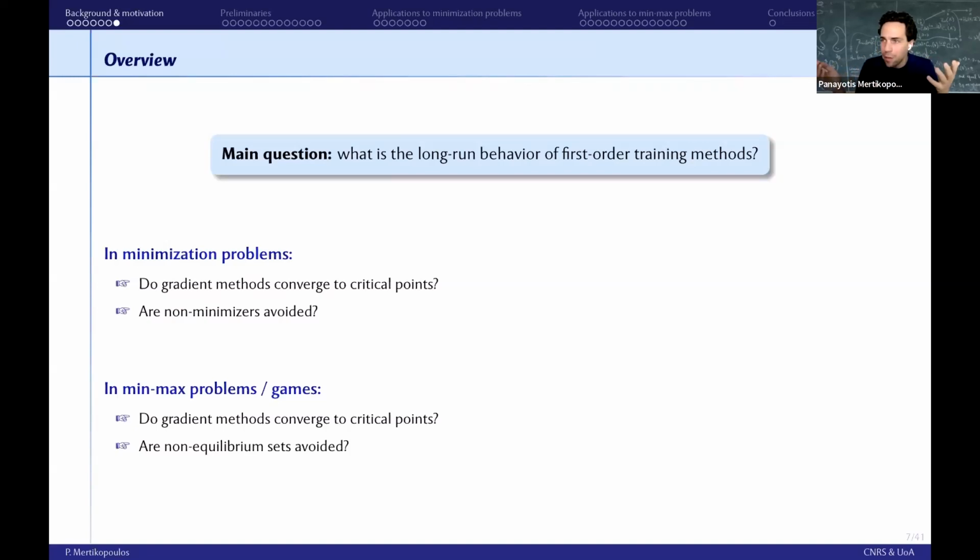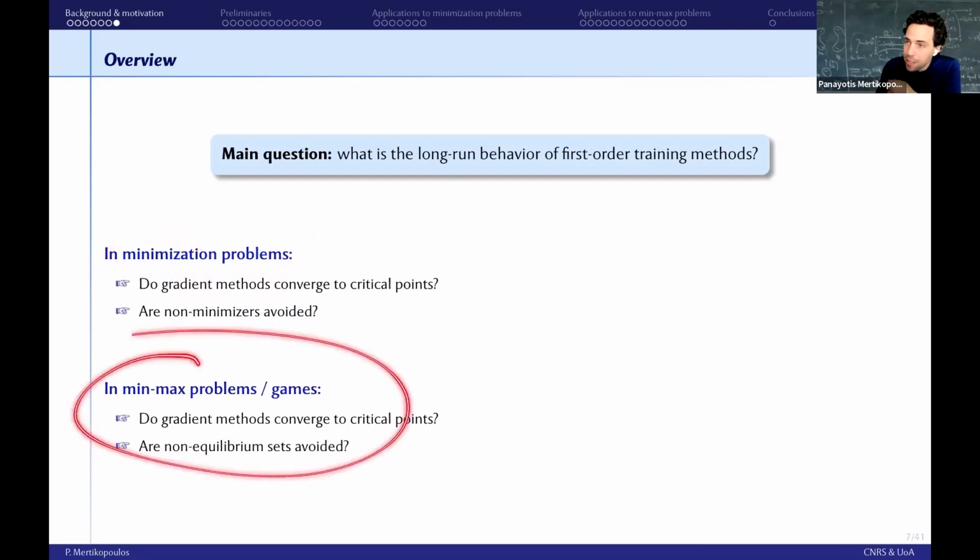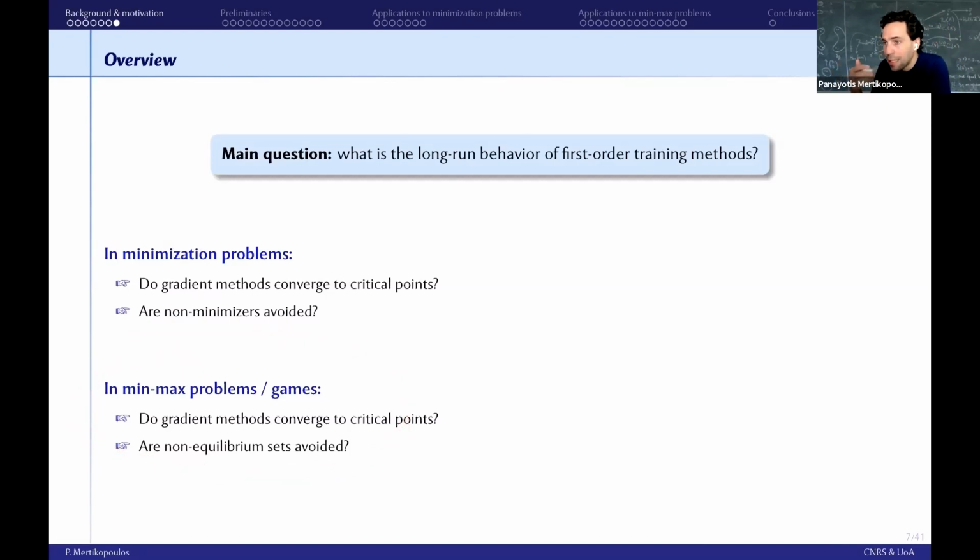And if so, what are they, and what is their impact? So the rest of the talk will actually consist of two parts. After a first introduction to set some notation and to define some preliminaries, if you wish, I want to first go quickly through some theory for minimization problems from a stochastic approximation viewpoint, and to examine the long run behavior of first order training methods in a minimization context.